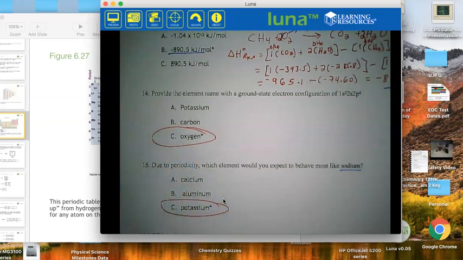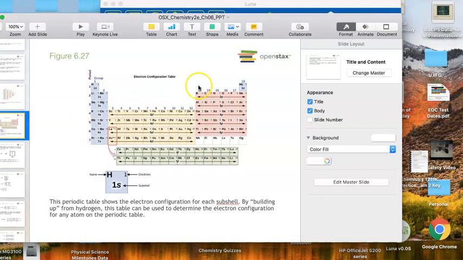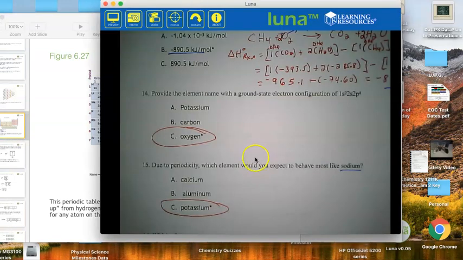So number 14 says provide the element name with ground state electron configuration 1s2 2p4. So if I look here, 2p4, what element is that? That's period 2, block P, and the fourth element in the 2p block is oxygen. So that would be your answer, oxygen.